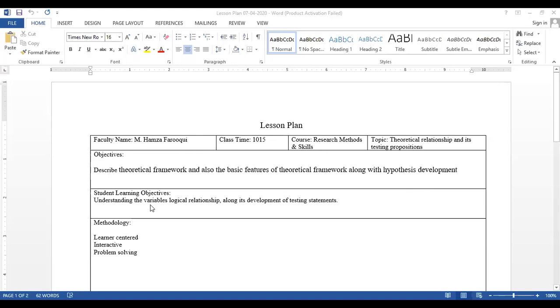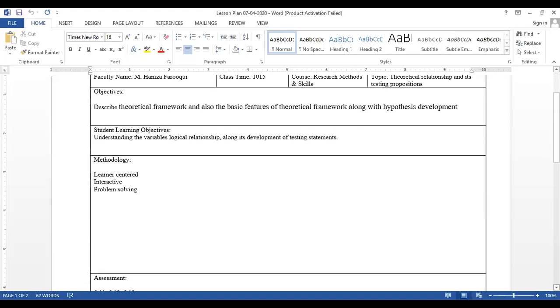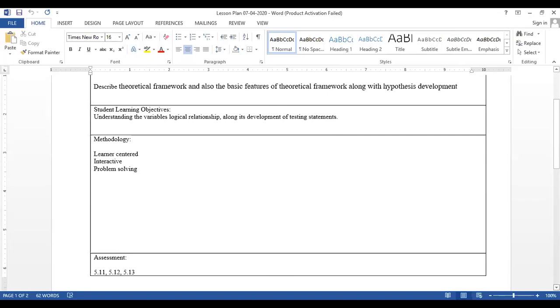Student learning objectives would be relation logic we will develop through the theory, and after that we will be developing the hypothesis. That is called testing statement, hypothesis. Hypothesis is for the purpose of testing the gathered data. Methodology would be learner centered.